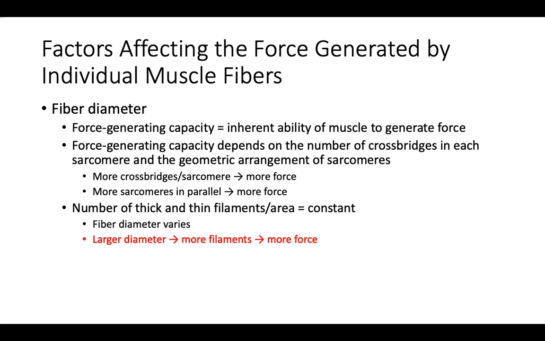And so there are two ways that we want to think about this. If we have more cross bridges per sarcomere, we're going to have more force. But if we have more sarcomeres in parallel, remember within a single muscle fiber, we've got lots of myofibrils. On each of those myofibrils, we have several different sarcomeres. So if we have more cross bridges, that's more force. But if we also have more sarcomeres in parallel, that is also more force. What remains constant and unchanged is the number of thin and thick filaments per sarcomere. So we can't increase the actin and myosin on a single sarcomere.